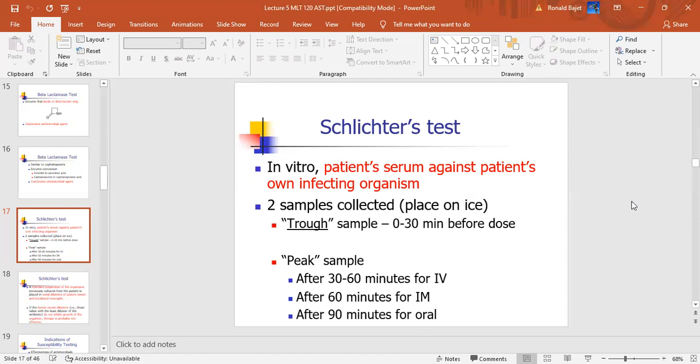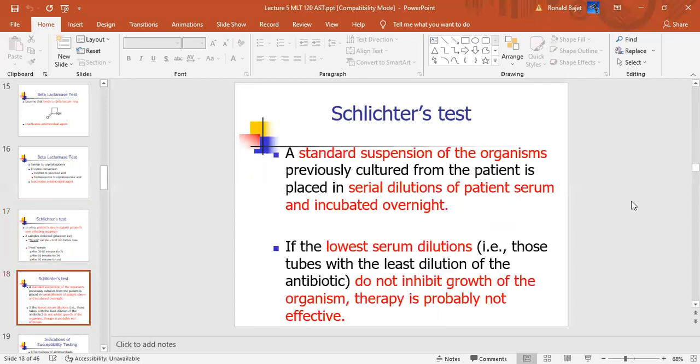Okay, so in the Schlichter test, you draw 2 samples. You draw a serum, the trough level and the peak level. The peak level is 30 to 60 minutes after the dose if IV, IV intramuscular, 60 minutes or an hour and a half if it's oral. And then you draw a trough level. So you have 2 samples that are serum, trough levels and peak levels.